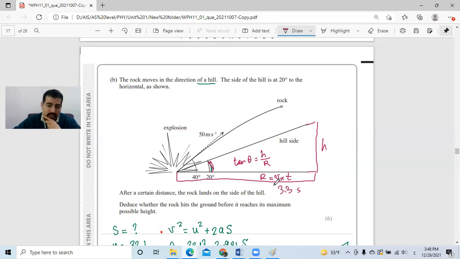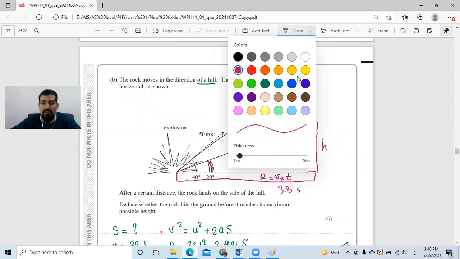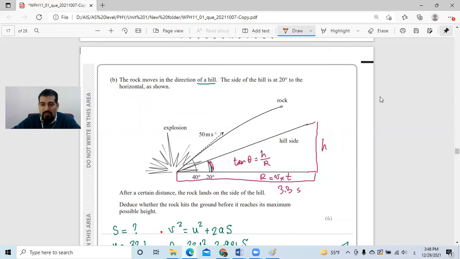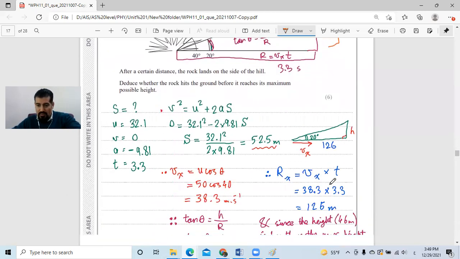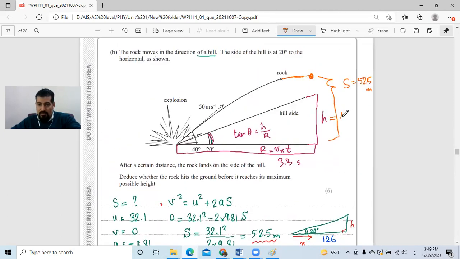Now we use this time, 3.3 seconds, also to measure the maximum height the rock reaches. For example, here the rock was at the maximum height. And this maximum height, S, that we just found by using SUVAT, was 52.5 meters, which is greater than the height that we found here, which was how much? 46 meters.